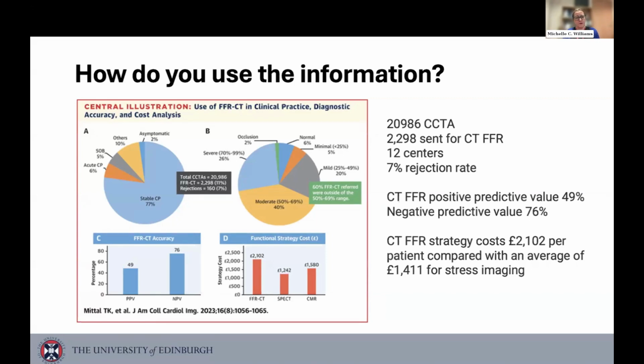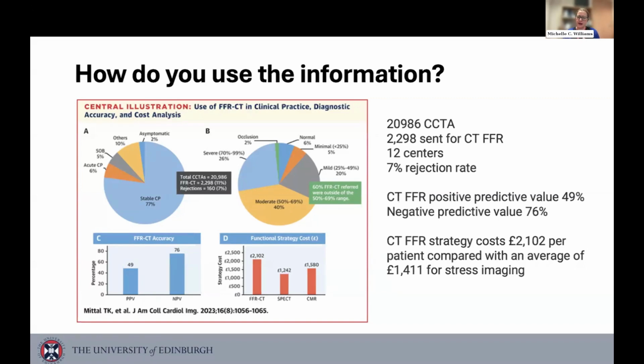And they found that of the patients they were sending, they had a positive predictive value of only 49%, but a negative predictive value of 76%. So the question is, is that useful for the individual patient that information is being sent for? Overall, their cost strategy was slightly more expensive with the CT-FFR strategy compared to the stress testing strategy. But again, that depends on what it costs for you for whatever CT-FFR you're using.